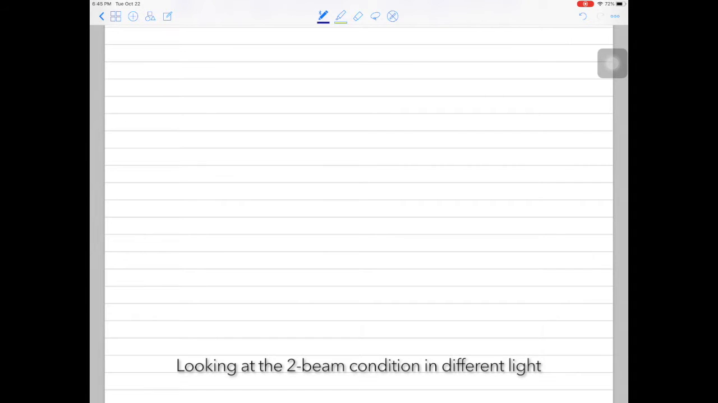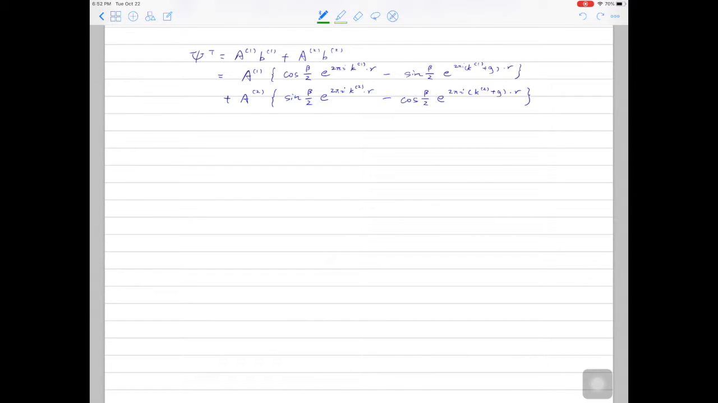Armed with this knowledge, we can write the total wave function into this format, assuming it's a two-beam condition. So A1, B1 plus A2, B2. Let me expand it slightly. Having a closer look at B1 and B2 after the expansion. So for B1, we have K1 and K1 plus G. For B2, we have K2 and K2 plus G.